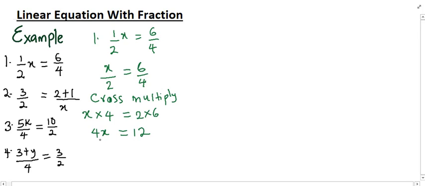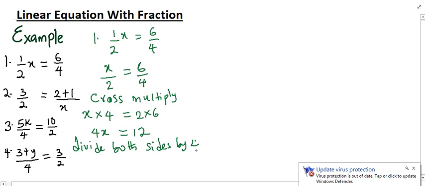Now we've gotten to the step here. We'll have a variable, a coefficient, and a constant on the other side. So what do we do? We apply the same approach, the same method or concept, dividing both sides by 4, right? Why are we using 4? Because 4 is the coefficient of the variable. So divide both sides by 4.